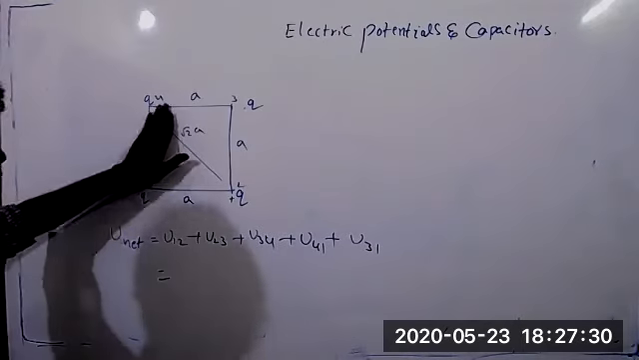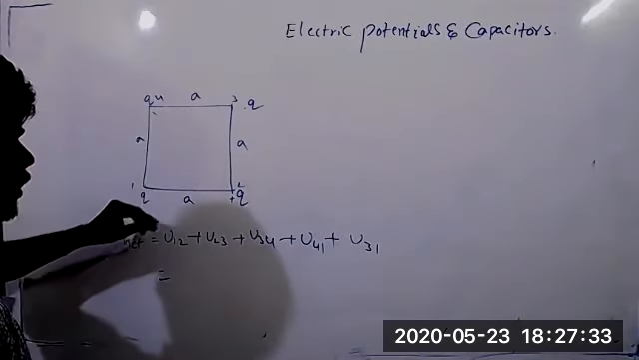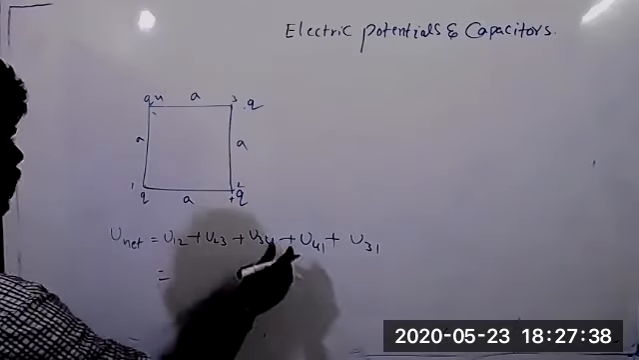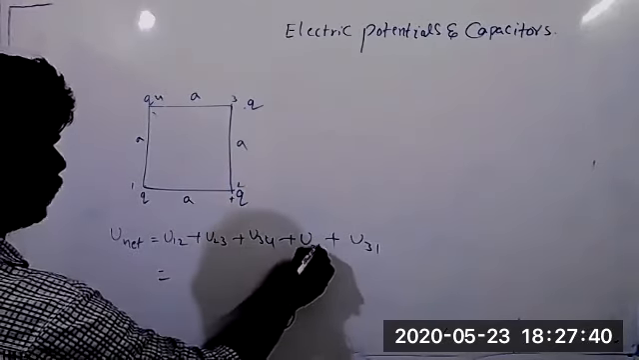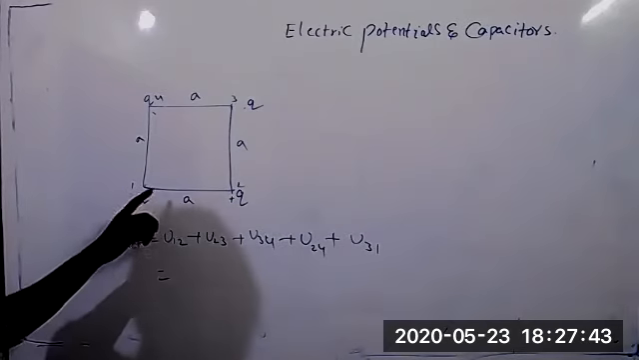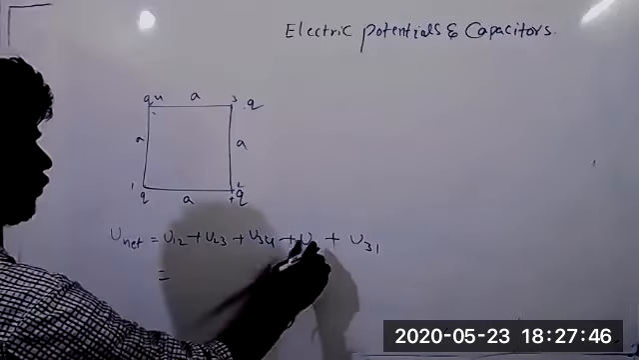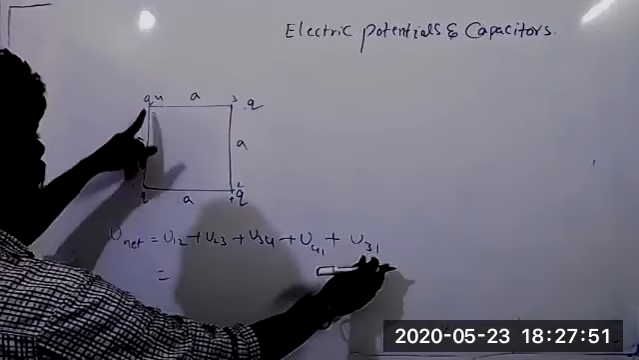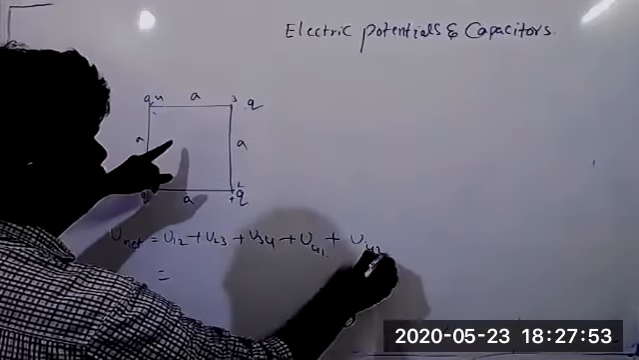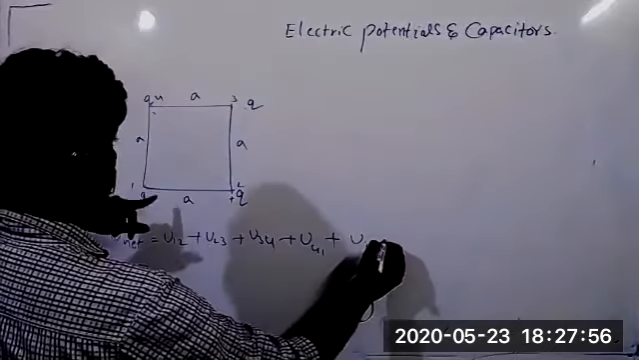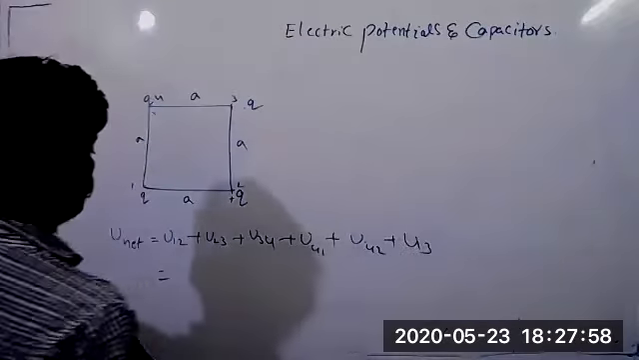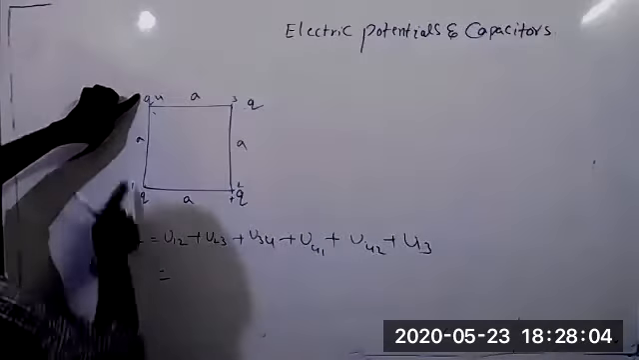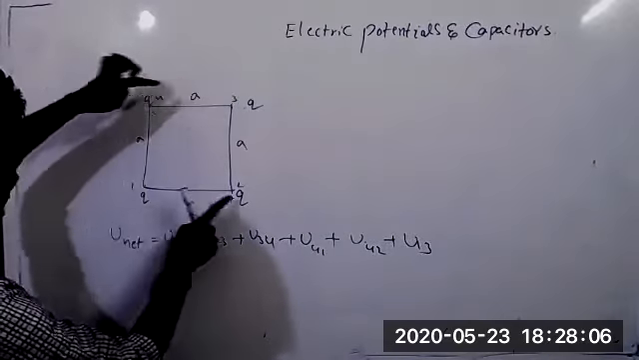What will we do suddenly when they have given a question like this? Sir, plus U24 also, no, sir. Yes, U24 only. So U12, U23, U34, and U41, U13, and U24. Correct.